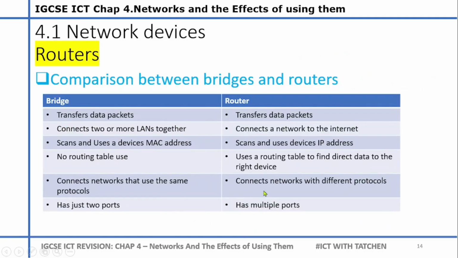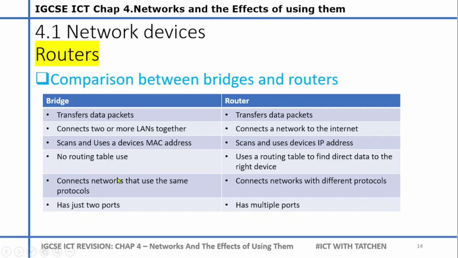Now we can also compare bridges. What is the difference between a bridge and a router? Basically, they both transfer data packets. Secondly, consider what they can connect. A bridge connects two or more LANs together, while a router will connect a network to the internet. A bridge scans and uses the devices' MAC addresses, while a router scans and uses the IP address. A bridge has no routing table, while a router uses a routing table.